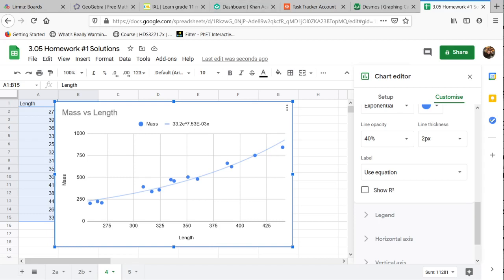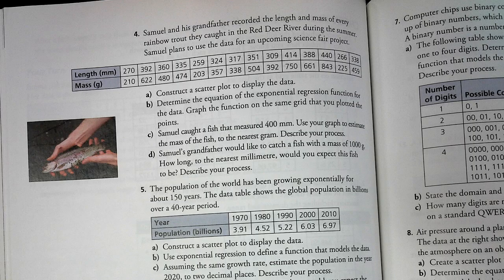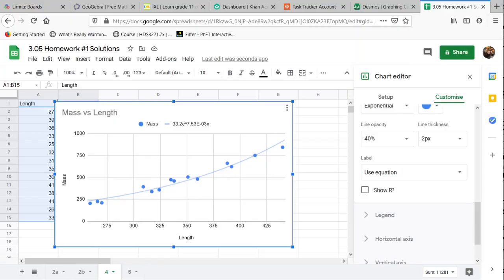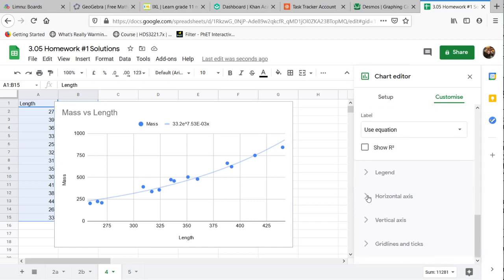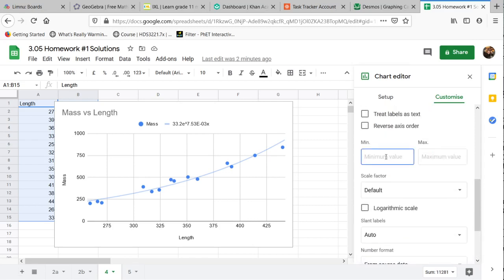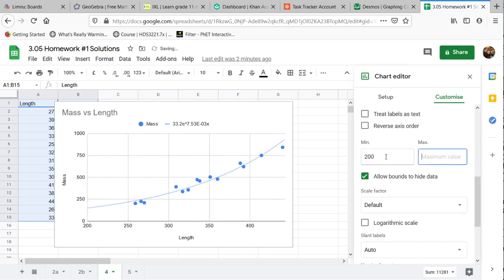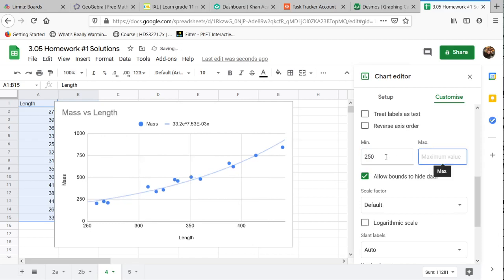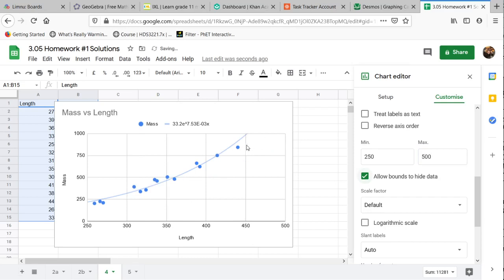And then the last one is a mass of 1,000 grams. What is the length going to be? Now that is extrapolating, because that is outside the domain and range of the data set that we have. So for that, we are going to have to expand our horizontal axis, so we can keep a minimum of, say, 200. We don't have to go that much less than what we were, but we're going to go to a maximum of 500. And there we can see we're going to end up at a little past the 450 mark.